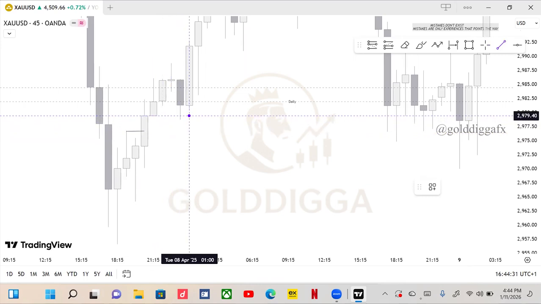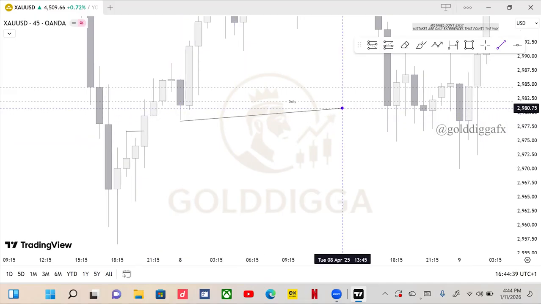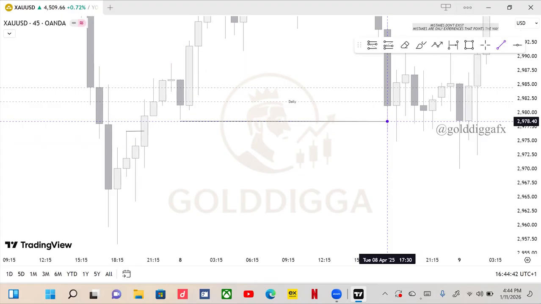And during the inducement creation, price tested this level. So this level is no longer fresh. This level is what tested, not fresh anymore. So we had what? Liquidity here.